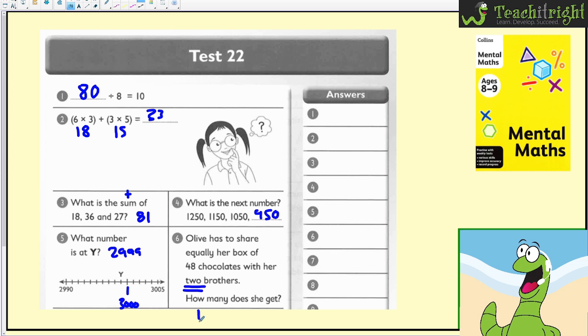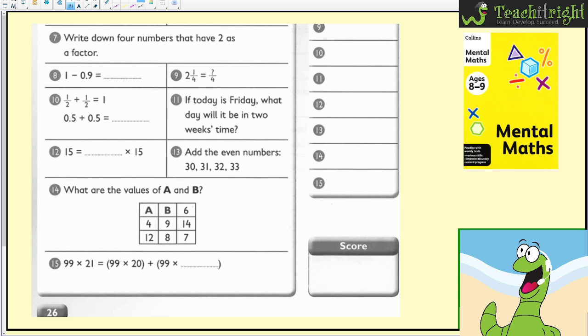So I think the solution to figure out what's going on with this question is to realise we're actually doing 48 divided by 3, not by 2, and that's because she needs to get a share as well. And if you do 48 divided by 3, you get 16, and that's the easiest way to think about it. So hopefully that makes sense, that it's not just her 2 brothers that are getting the chocolates, it's her and her 2 brothers. So there's 3 people in total, hence why we're dividing it by 3.